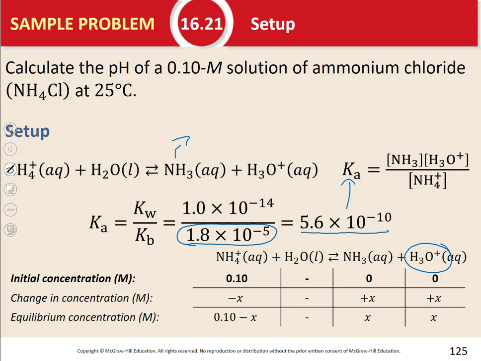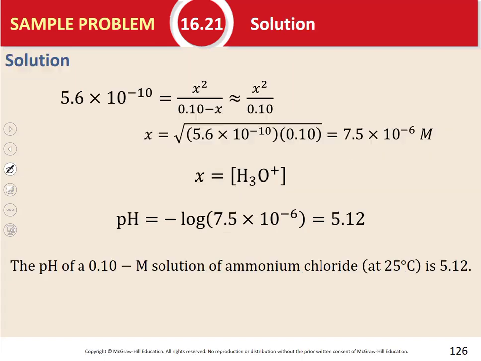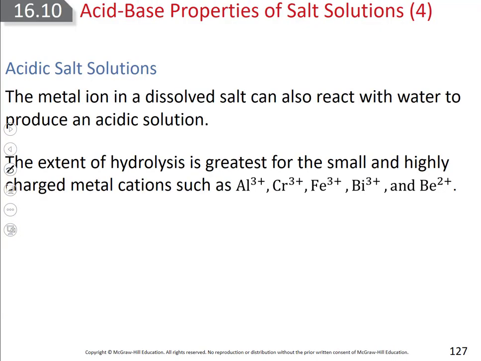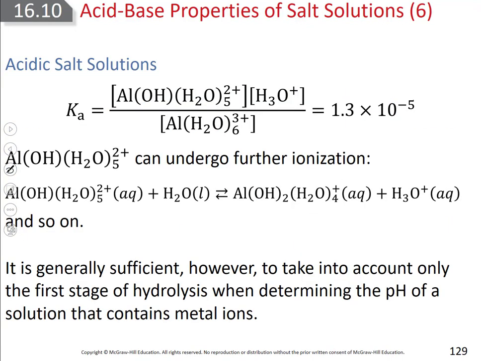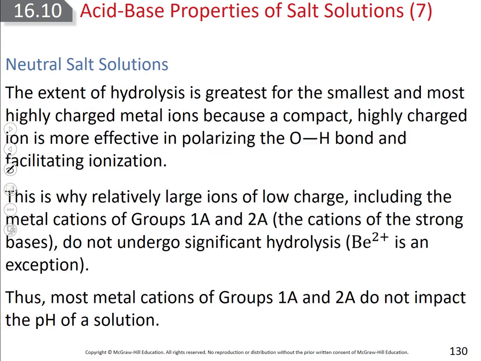So we've talked about acidic salt solutions, basic salt solutions. What was the third kind of salt solution we could have? Neutral. So a neutral salt solution is one in which neither the anion nor the cation can affect the pH.